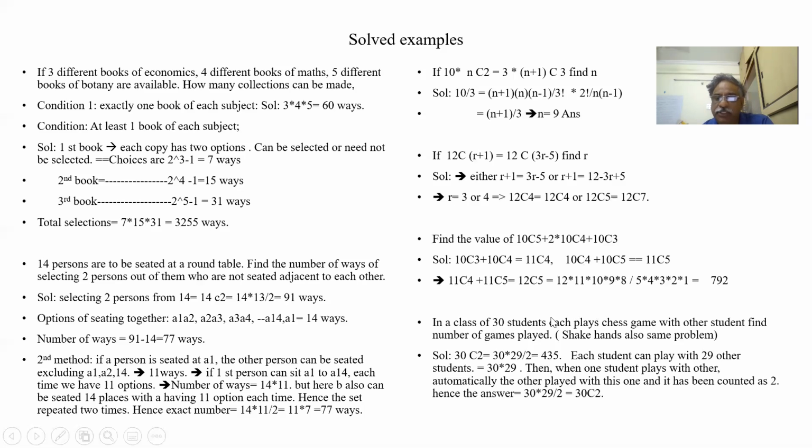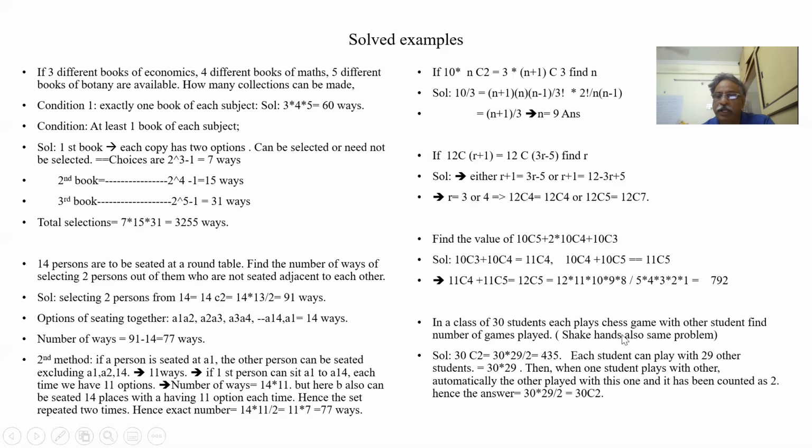In a class of 30 students, how many chess games can they play with each other? So 30C2. 30C2 is 30 into 29 by 2, therefore 435. Each student can play with 29 others. So there are possibilities of 30 and 29. Suppose this student is playing with another, it means the other student is also playing with him. So this is to be divided by 2, because it is getting 2 times repeated. So by 2, that is 30C2.